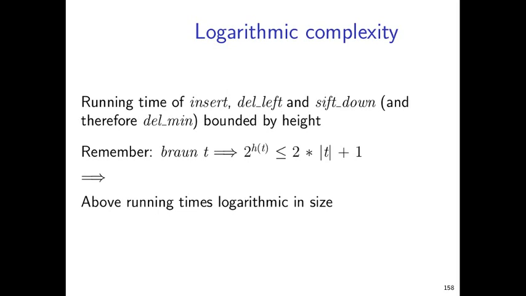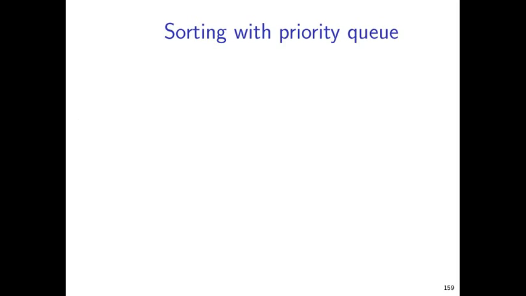Okay, so we can also use priority queues for sorting. This is more or less the same way as we used search trees for sorting. So how would you sort with a priority queue? Yeah, we build a heap from the list and then just remove the elements one after another and insert them into the list. Yeah, exactly.